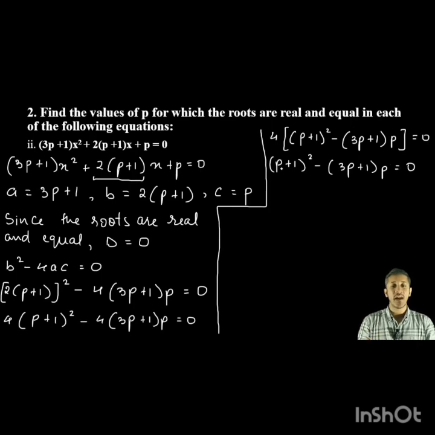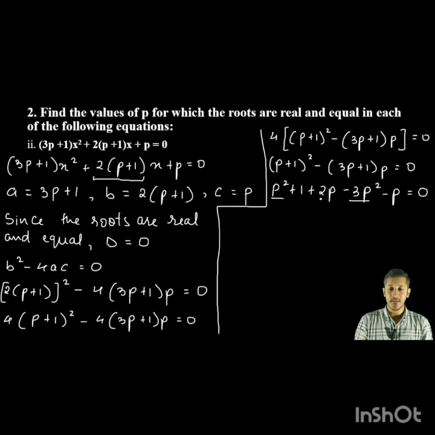Now we can expand the bracket using identity. So (p + 1)² will give p² + 1 + 2p. We'll multiply the p inside the bracket and we'll get - 3p² - p = 0. We have p² and -3p² as the like terms, 2p and -p as the like terms. p² - 3p² will become -2p², and 2p - p will become +p, plus 1 equal to 0. So this is the equation that we are getting.